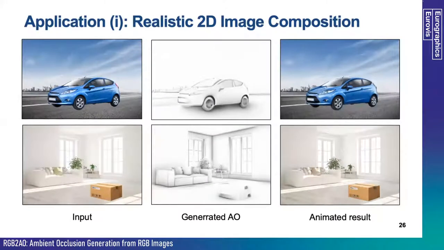Here, we demonstrate two applications of our model. The first application is for more realistic 2D image composition. Using the generated AO, we can make the composited object look as if the car is on the road or the box is on the floor.